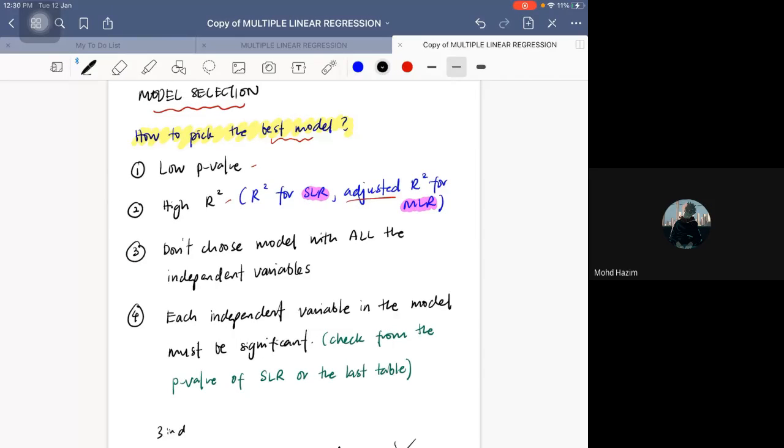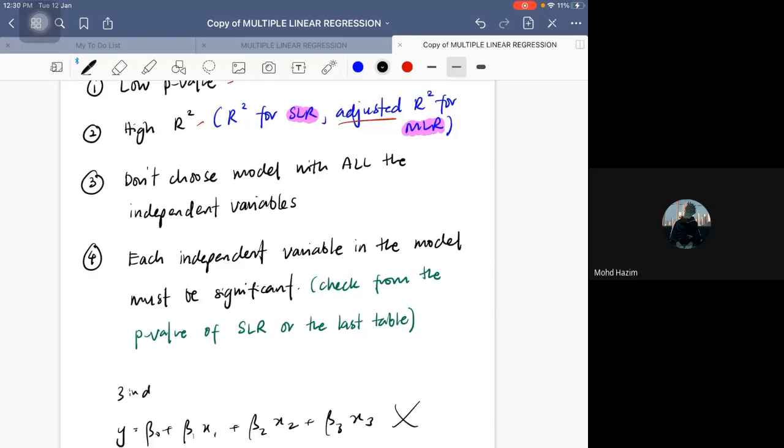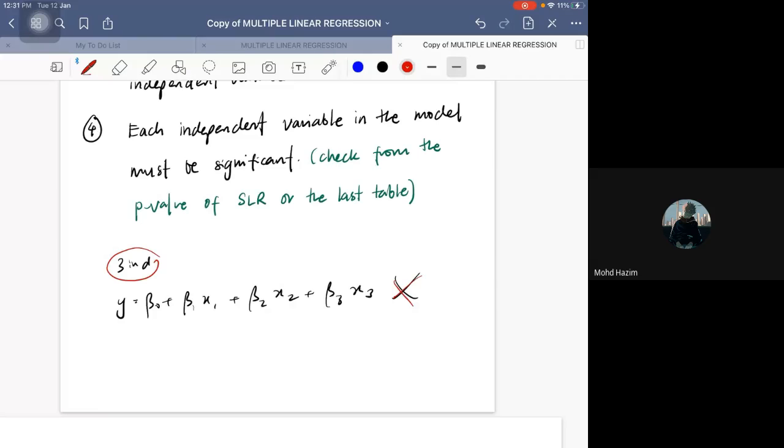And the last rule is that each of the independent variables in the model must be individually significant. What do I mean by that? For example, if I have a model with 3 independent variables, that's definitely ruled out. It's not going to be our model. But let's say I found out from my calculation that the best model is going to be a model with x1 and x2. I'll show it to you later.